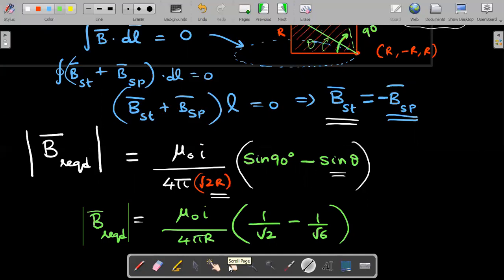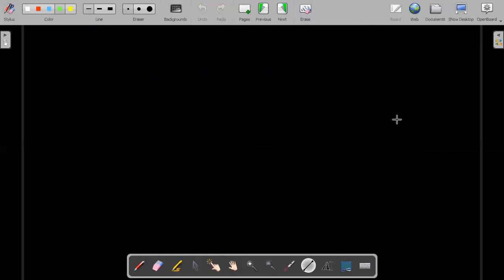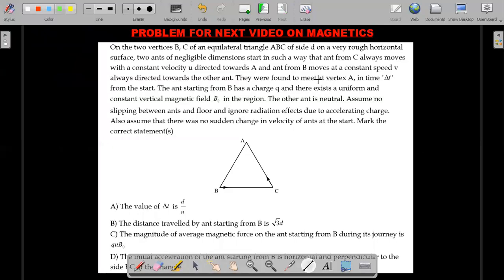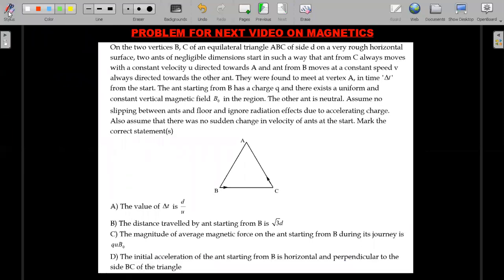So for our next video, this is the problem I would like you to try, and you can pause here and try it out. In the next video on magnetics I'll take up this problem again. There will be multiple concepts that you'll learn through this particular problem on magnetic force on a charge.